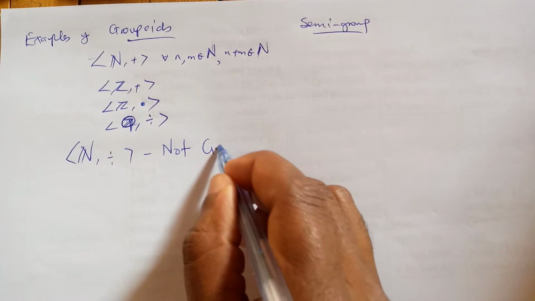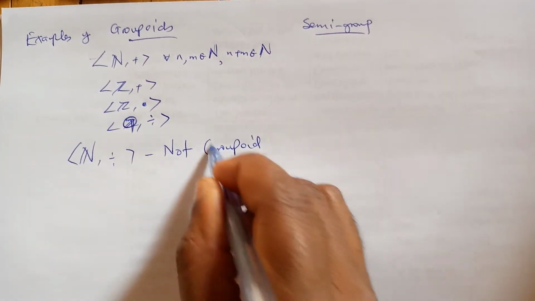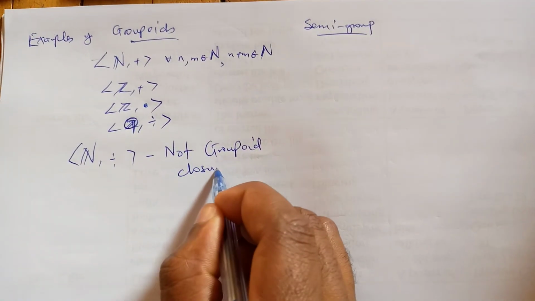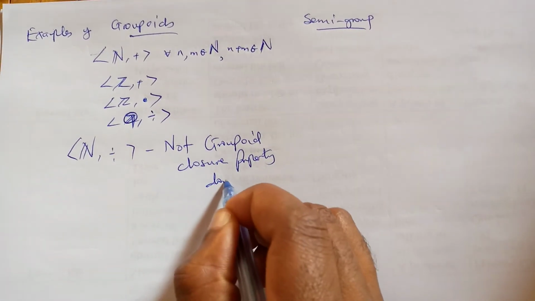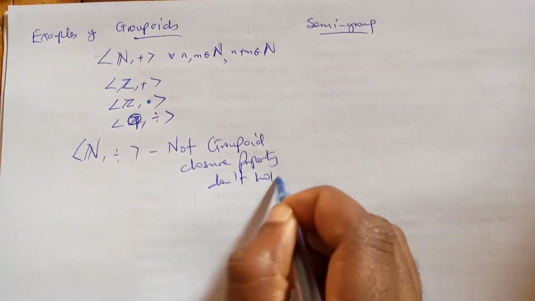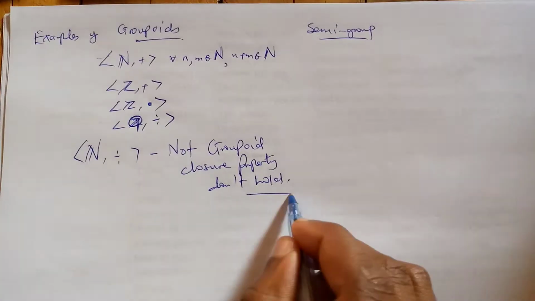because the closure property does not hold.